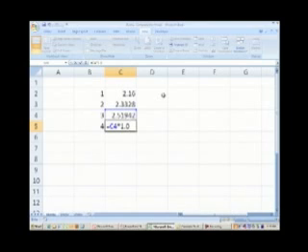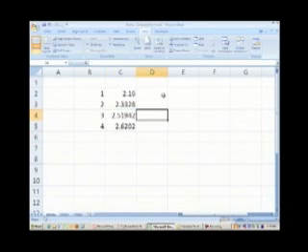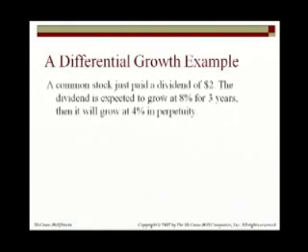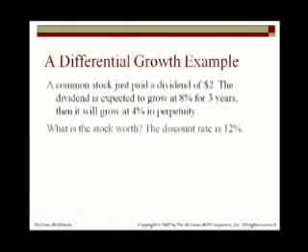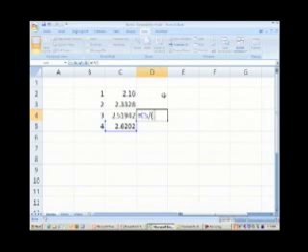Okay. Now the first thing we do is we find the price at time 3, and the price at time 3 will be equal to the dividend at time 4 divided by the discount rate, and the discount rate is, well, we don't know yet. Let's keep going. 12%, 0.12, minus the growth rate. And the growth rate from time 3 on is 4%. So this tells us that this stock is worth $32.75 at time 3.